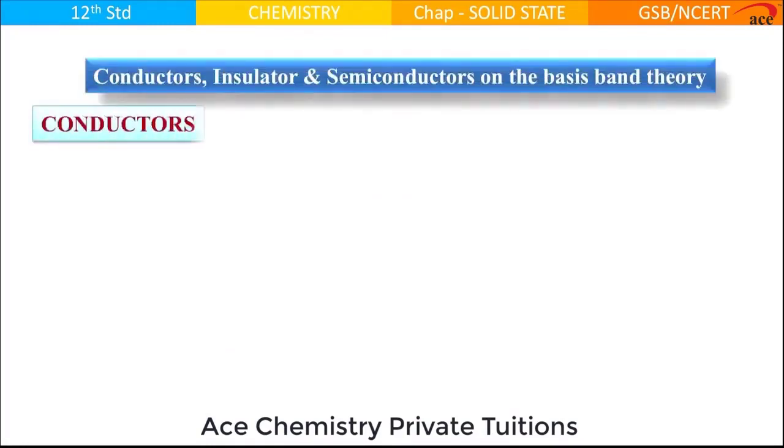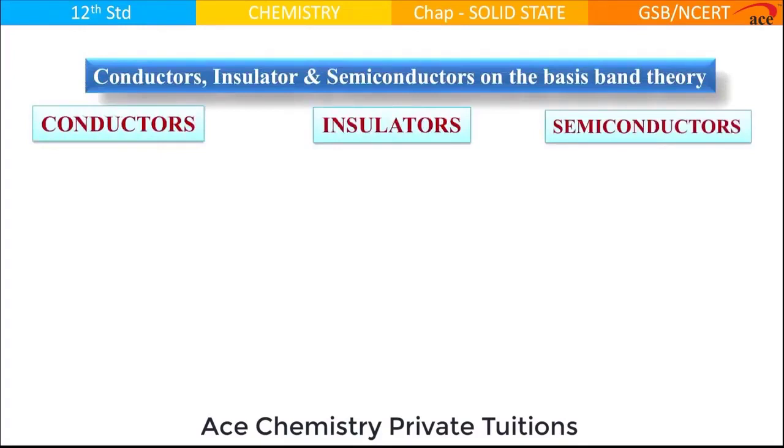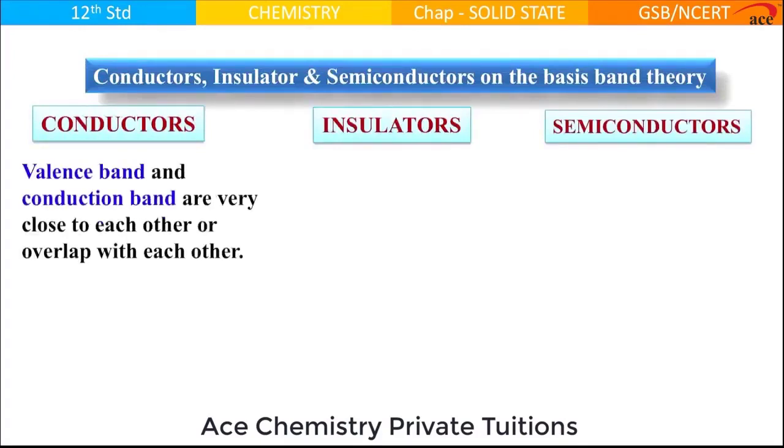Now, let us see conductors, insulators and semiconductors from the perspective of band theory. Now, it is assumed that in a conductor this is the valence band, while this is the conduction band. What you are able to realize is that the valence band and conduction band overlap with each other. Because they overlap, an electron can easily move to the conduction band. The moment the electron goes to the conduction band, it is responsible for conduction of electricity.